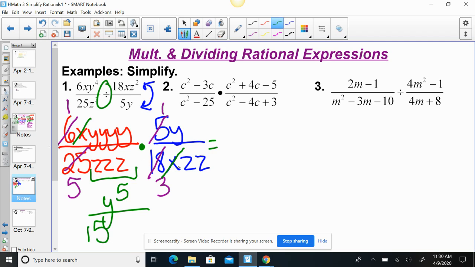And then I have 3 z's here and another 2 z's there, so z to the 5th. So that's my answer for that one.